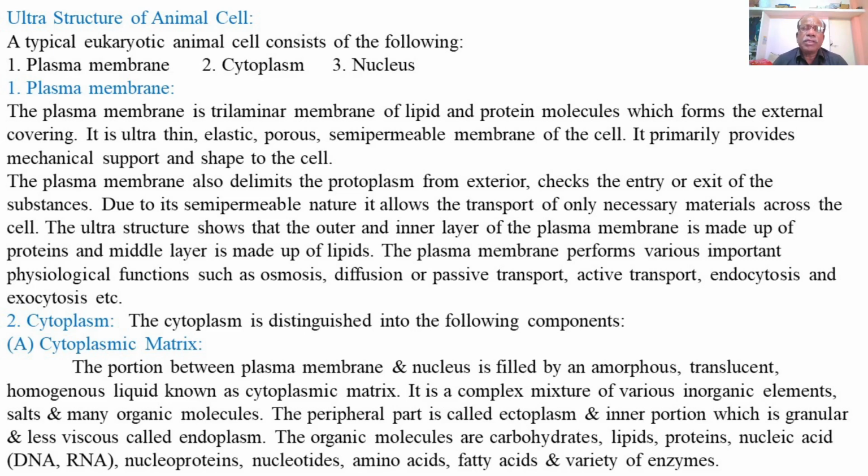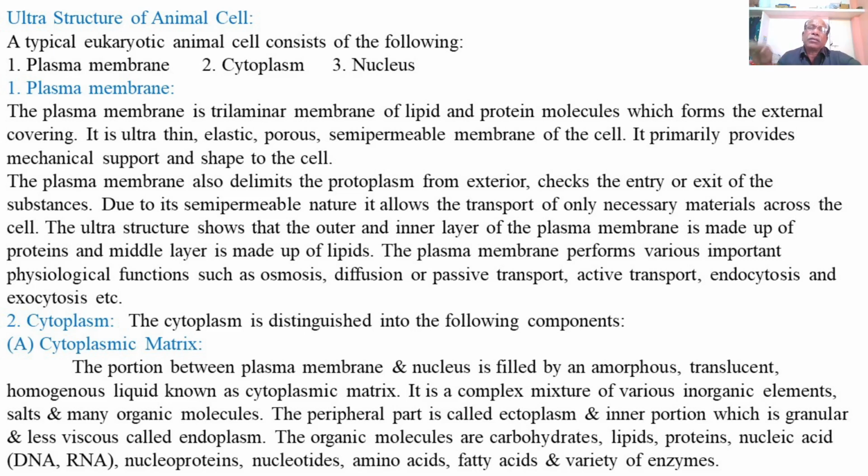Then the second component of the animal cell, that is cytoplasm. The cytoplasm is differentiated into the following components. The first one is the cytoplasmic matrix. The portion between the plasma membrane and the nuclear membrane or nucleus is filled by an amorphous, translucent, homogeneous liquid known as cytoplasmic matrix. It is a complex mixture of various inorganic elements, salts, and many organic molecules.